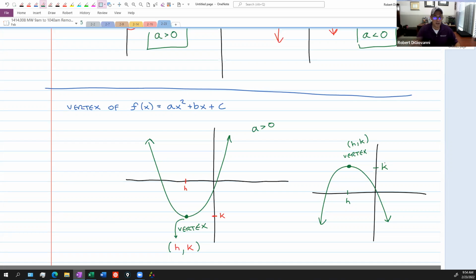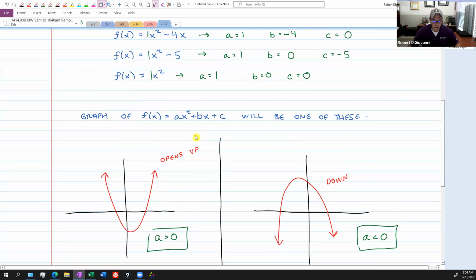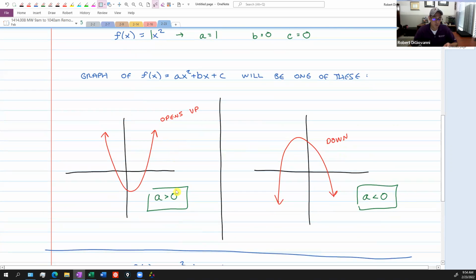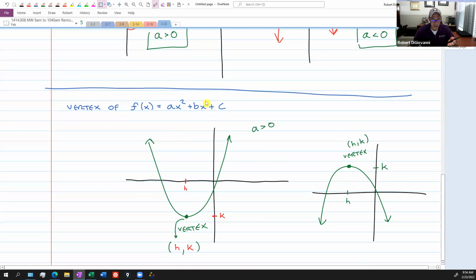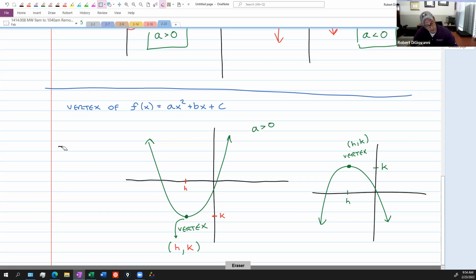Just by looking, you know how when we look to see if it opens up or down, all we do is look at A? Positive, it opens up, negative opens down. Wouldn't it be nice if we could just look at this quadratic function and determine exactly what the vertex is? That'd be nice. Well, we do. We have a formula for finding the vertex for any parabola, for any quadratic function. And the formula is this. It's called the Vertex Formula.